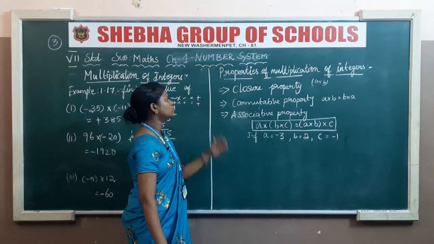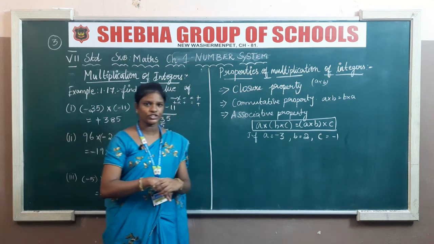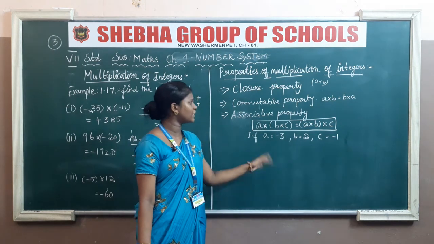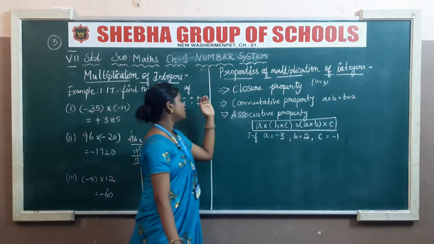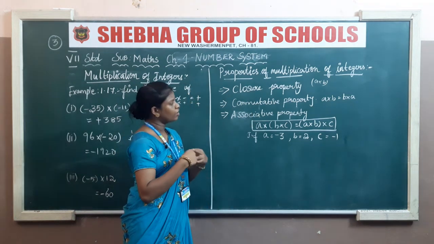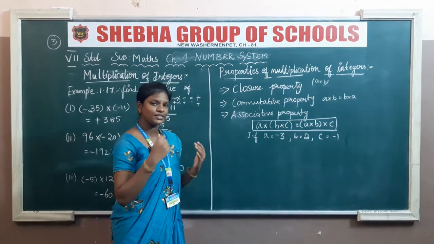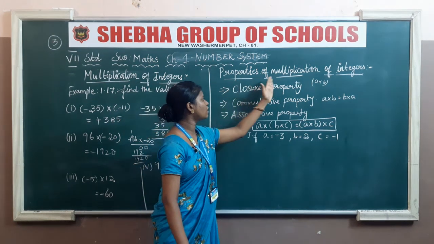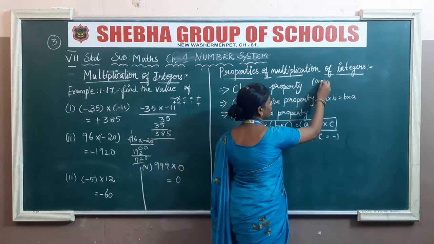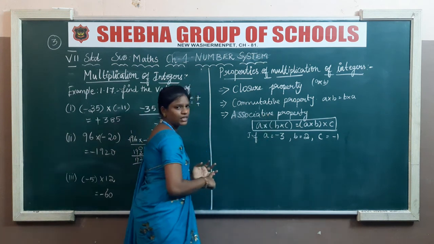Okay. Next we have to move to the properties of multiplication of integers. We already know about the properties of addition and the properties of subtraction. Now we have to learn about the properties of multiplication of integers. First property is the closure property. In addition, closure property is a plus b; in subtraction it is a minus b. In multiplication, the closure property is a into b, where a and b are integers.